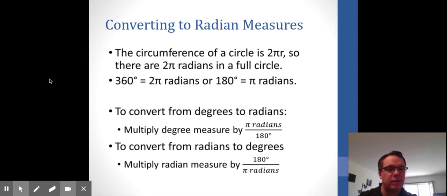So again, radians are measured by the radius, how many radii they are taking up. So there are 2 pi radians in a circle. So to convert from degrees to radians, we're going to take our degree measure times pi over 180 so that we can find our degrees and change it to radians. And to convert from radians to degrees, we're going to multiply by 180 over pi. So our radians cancel out and we are left with degrees.